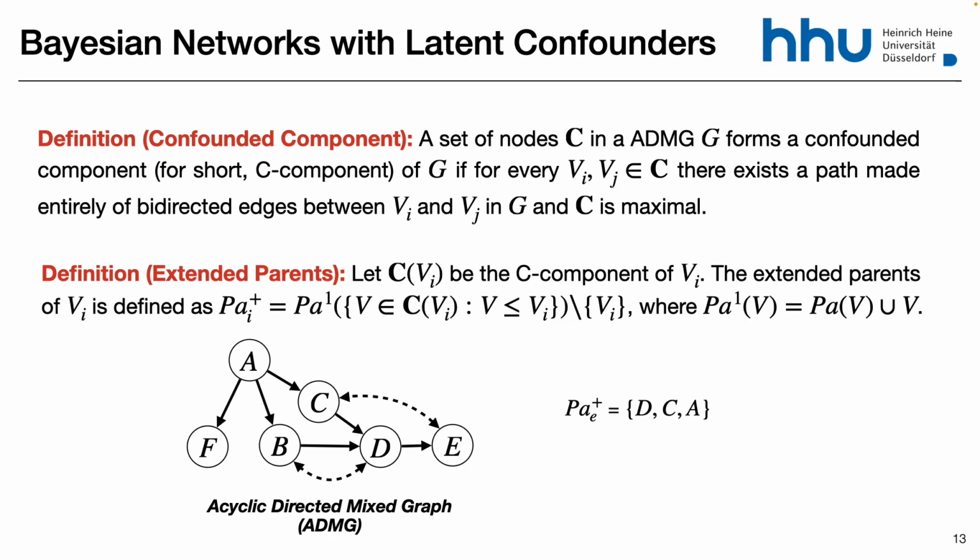Okay? Let's get the extended parents of D. Let's start with D itself. Now, first, what's the C component of D? B and D. And I want the parents of every variable in the C component which are before D. So both B and D. Okay? So who are the parents of D? B and C and D. Then later we are going to remove the D.